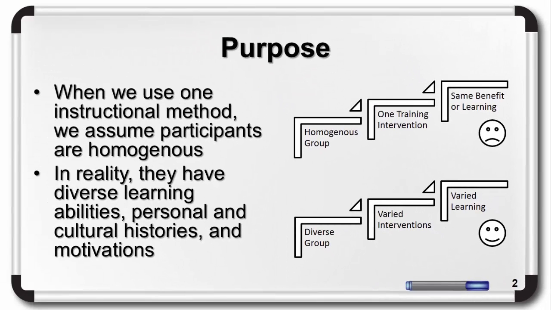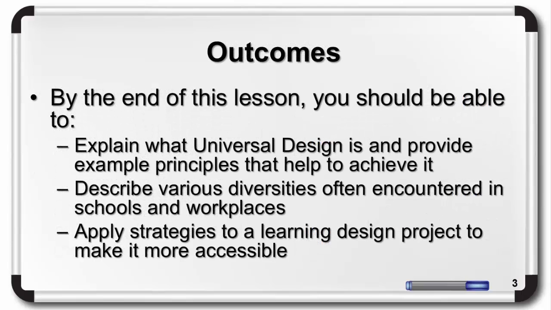The purpose of this session is to help us reflect on how we can make our instructional design more universal so it can appeal to diverse participants. The theoretical framework that focuses on such diversity and accessibility is called universal design. So by the end of this lesson, you should be able to explain what diversity is and provide example principles that help to achieve it, describe various diversities often encountered in schools and workplaces, and apply universal design strategies to a learning design project to make it more accessible.